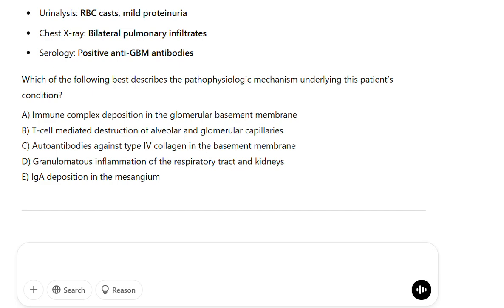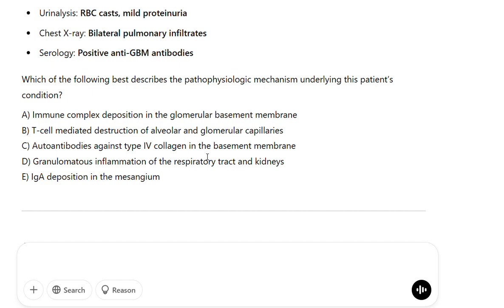A. Immune complex deposition in the glomerular basement membrane. B. T-cell-mediated destruction of alveolar and glomerular capillaries. C. Autoantibodies against type 4 collagen in the basement membrane. D. Granulomatous inflammation of the respiratory tract and kidneys. E. IgA deposition in the mesangium.